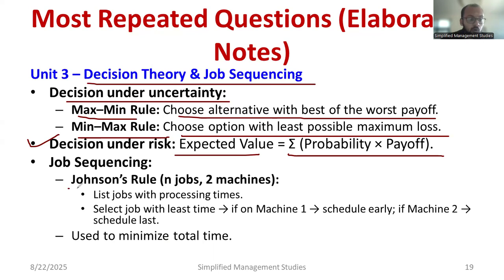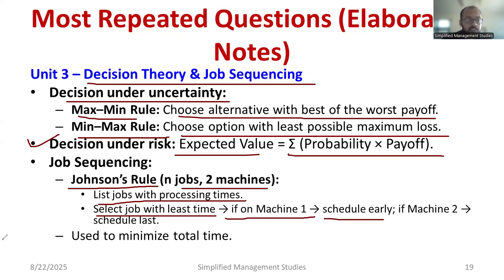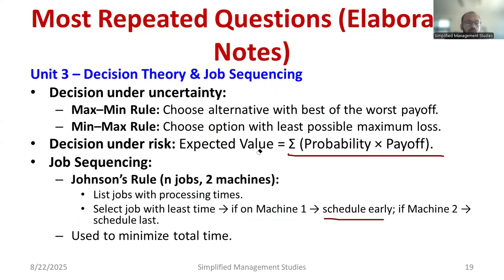Job sequencing. You focused on Johnson's rule: n jobs, two machines. List the jobs with their processing times, then select the job with the least time. If it is on machine 1, schedule it early; if on machine 2, schedule it last. You can follow Johnson's thumb rule so that you can easily follow the concept. It is used to minimize the total time, that's the ultimate goal of Johnson's rule. So these are the important questions and segments you can expect from unit number 3.